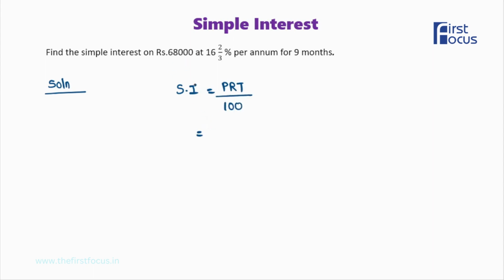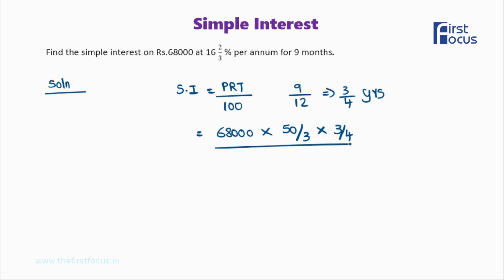From the given information, it is clear that the principal amount is 68,000 and the rate is 16 2/3, which we can write as 50 divided by 3, into the time period, which is given in months. We have to convert it into years. So totally 12 months, 9 divided by 12, we got 3/4 years. So the time period is 3/4, and the whole divided by 100.